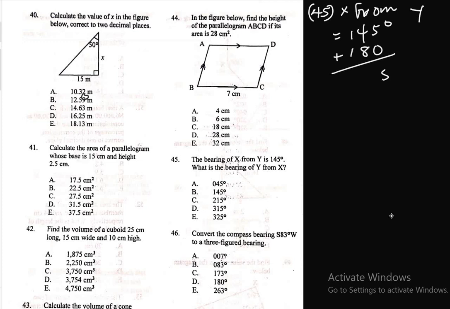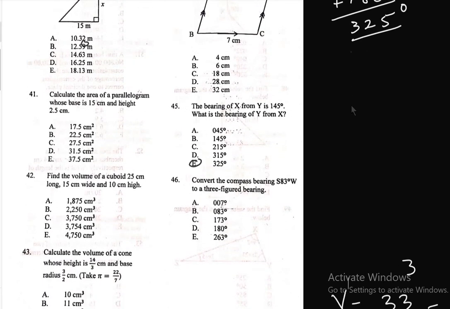5 plus 0 is 5. 8 plus 2 is 10, put 0 here and carry 1. 1 plus 1 plus 1 will give me 3. So 325 degrees. So the right answer is option E. Option E is 325 degrees. Let's look at question 46, which is the next.